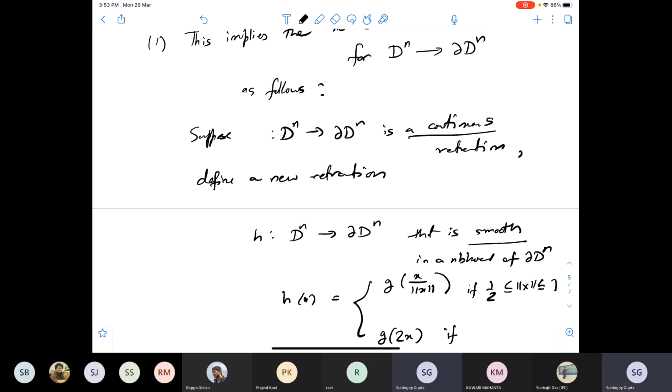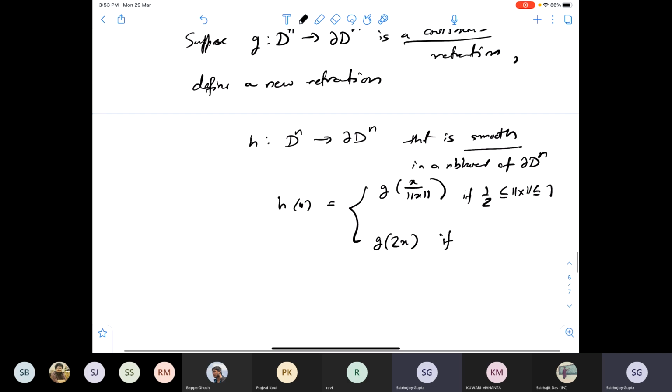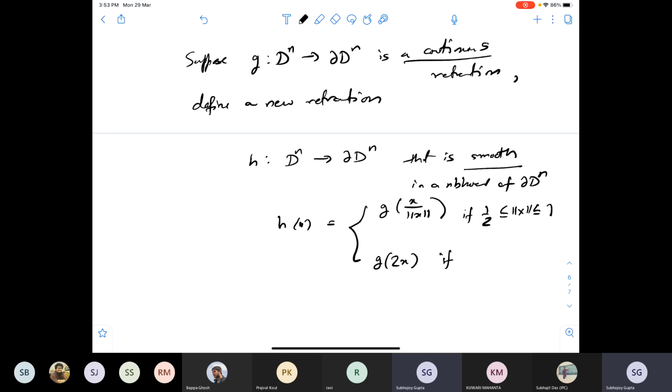So suppose G was a continuous retraction. I define this map so that radially it's going to do whatever G was doing, but at double the speed. Maybe this is the picture: you have this smaller disk, where on half the disk it's doing what it was doing, and after that it's basically the identity map. So this you can do to that original continuous retraction.